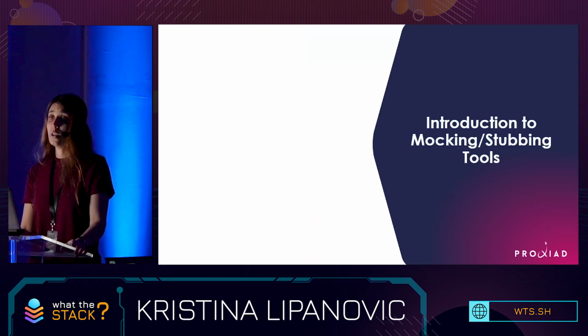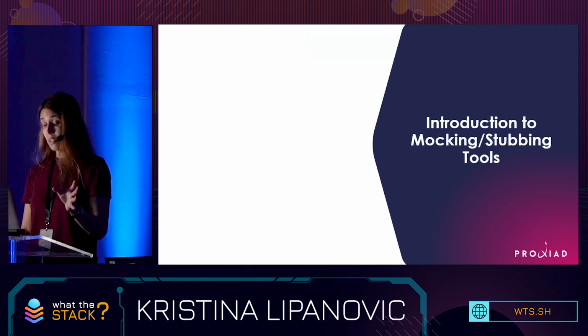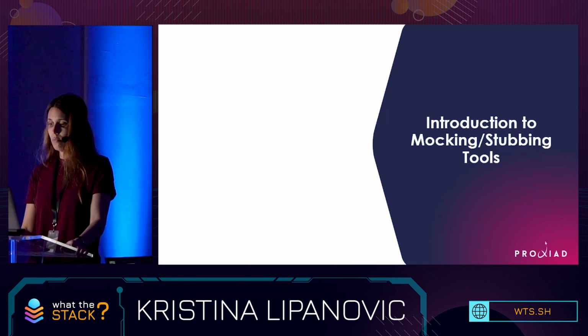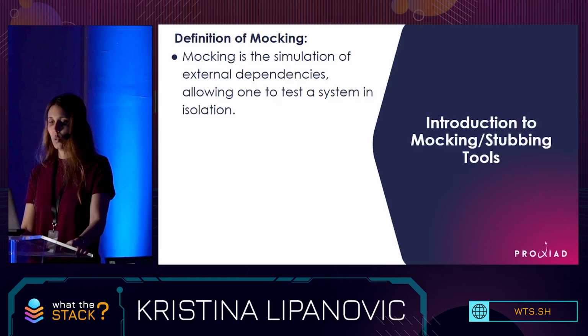So, having mentioned all these challenges, and specifically the technical challenges and the other challenges which are of technical nature, let's speak about mocking and stubbing. So this is one of the definitions of mocking. Mocking is the simulation of external dependencies, allowing one to test the system in isolation.